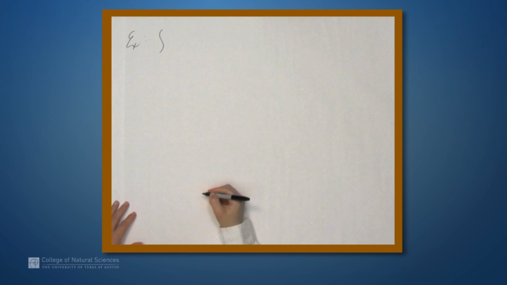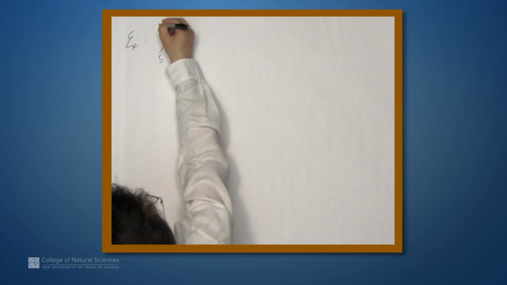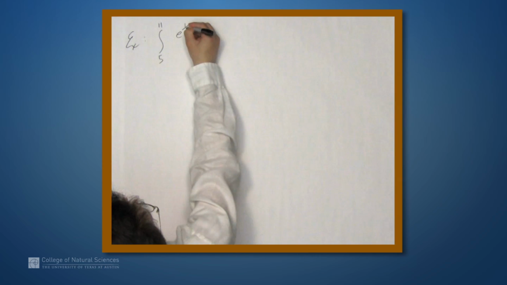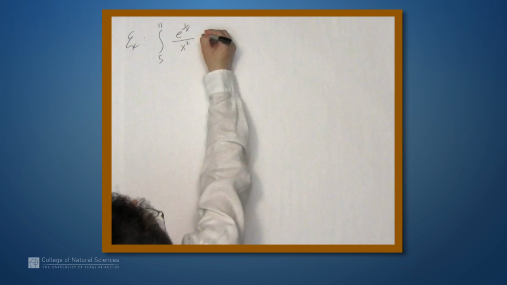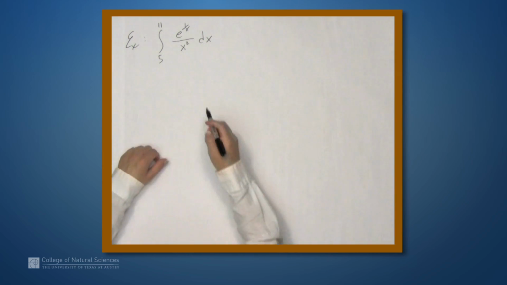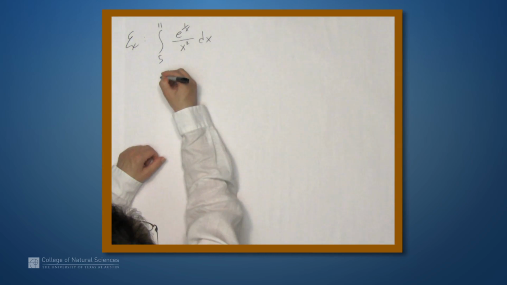So this time, let's compute a definite integral. So let's look at the integral from 5 to 11 of e to the 1 over x, all over x squared, dx. So we have to figure out what kind of substitution to do here to simplify this expression.